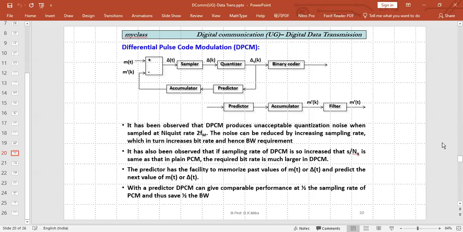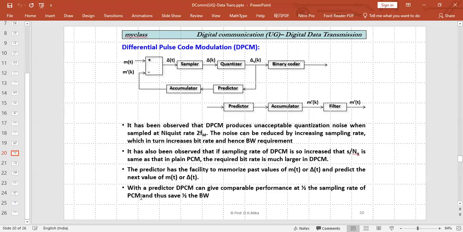Last day we discussed differential pulse code modulation. Possibly you remember the schematic diagram. And at the conclusion, we found that if we use a predictor, then differential pulse code modulation can give comparable performance in terms of signal to noise ratio at half the sampling rate of normal pulse code modulation.